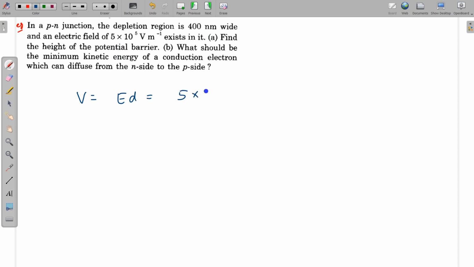So this is 5 into 10 to the power 5 multiplied by this 400 nanometer, 400 into 10 to the power minus 9. So this will come out as 0.2 volt. So this is the potential barrier height. What should be the minimum kinetic energy of a conduction electron which can diffuse from N side to P side?